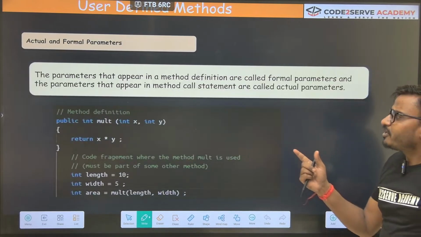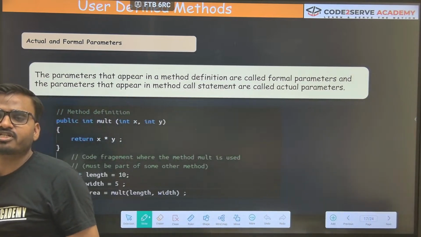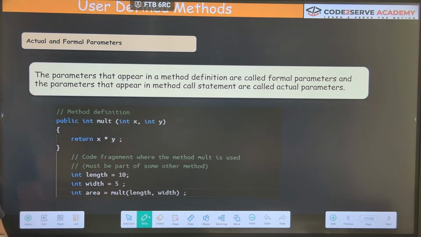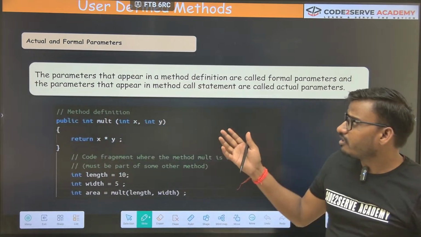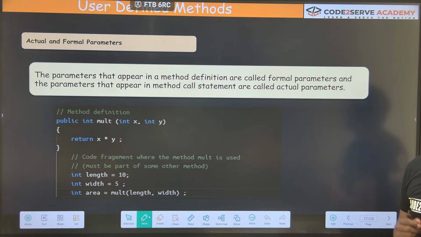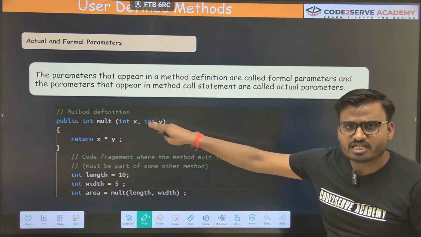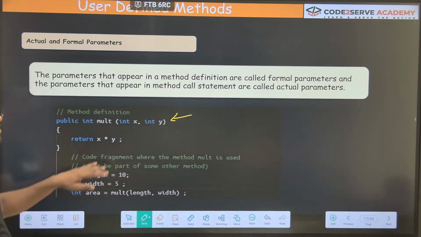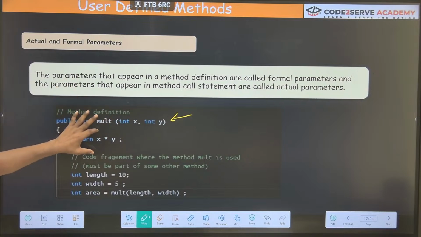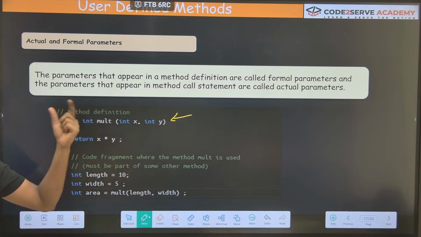So we have actual and formal parameters. This is very important. This question comes multiple times. What is an actual parameter, or what is a formal parameter? Actual and formal parameters are a very important topic for you all. So focus over here. Whenever you see the function definition, this becomes the formal parameter. In the function definition, whatever parameters you see, x and y, here x and y are formal parameters.